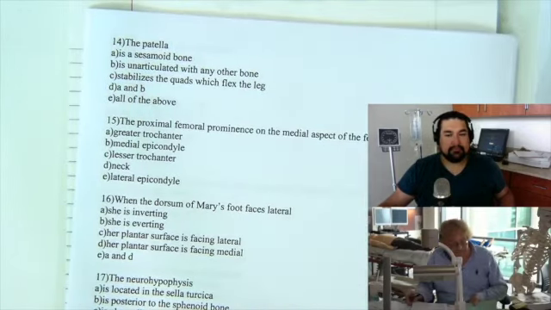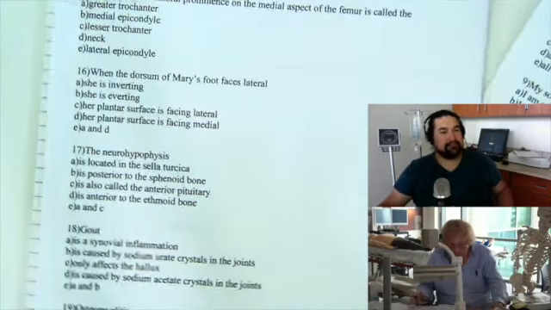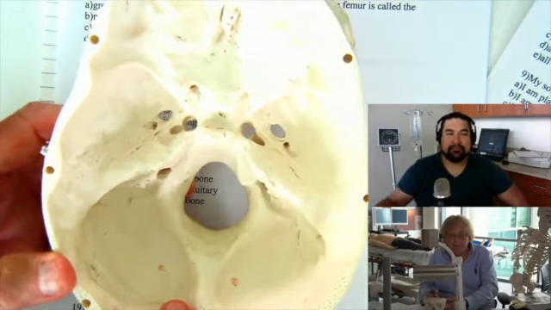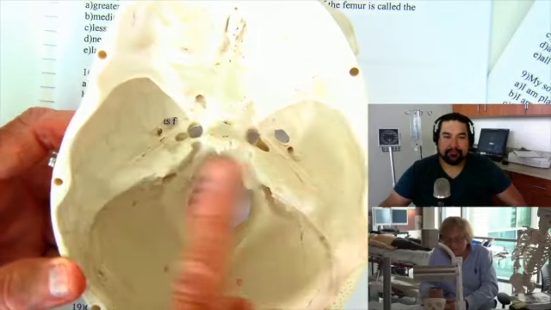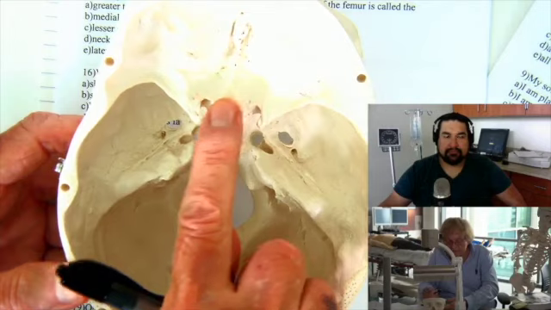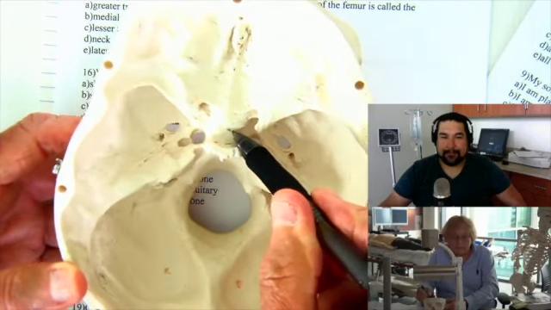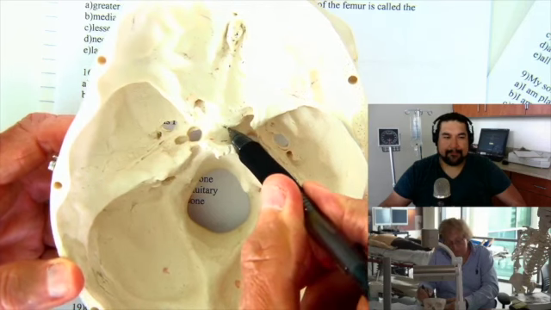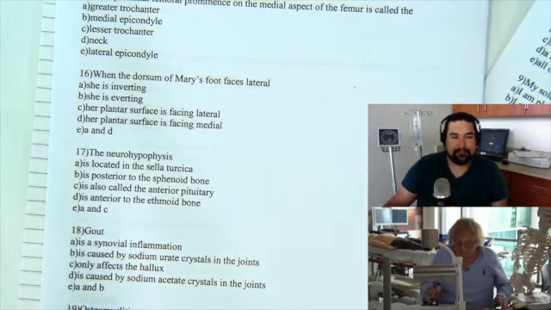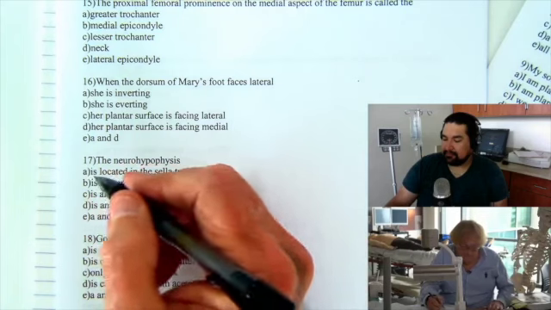How about, let me see, 17. 17, okay. If you think back for a second, if I'm looking inside of the cranial vault, remember this is the sphenoid bone, the butterfly or bat-shaped bone. This is the sella turcica here, and this is where the pituitary would be sitting. Right here at the tip of my pen would be the pituitary, also called the hypophysis. The question says, is the neurohypophysis located in the sella turcica? Well, the answer is true, right?